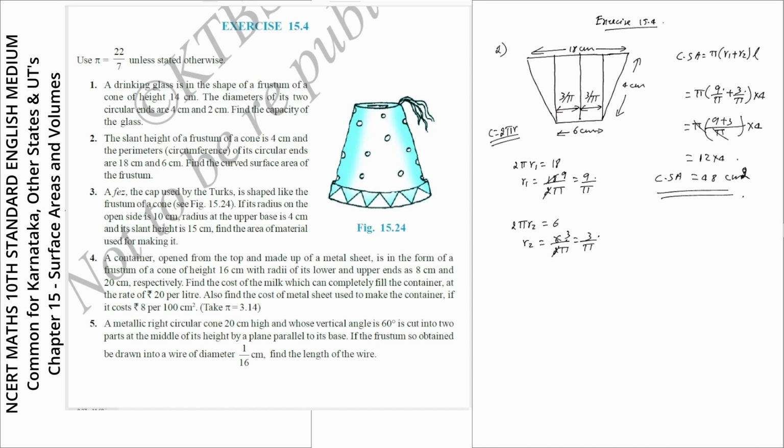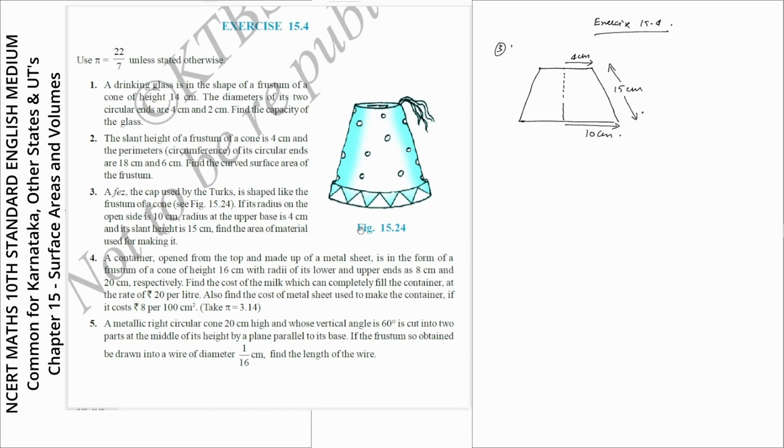Exercise 15.4, question number 3. Fez, the cap used by the Turks, is shaped like a frustum of a cone, Figure 15.24. If the radius on the open side is 10 centimeter and the radius of the upper base is 4 centimeter and its slant height is 15 centimeter, find the area of the material used for making it. So this is a cap, therefore the lower portion is hollow, there's no material there, only the curved region is there and the top region is there. So what is the area of the curved region here?